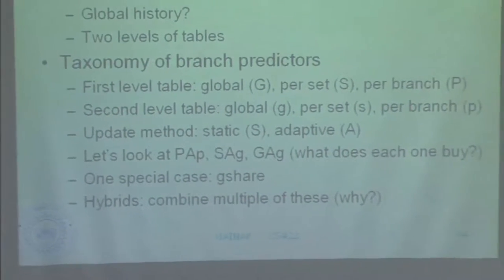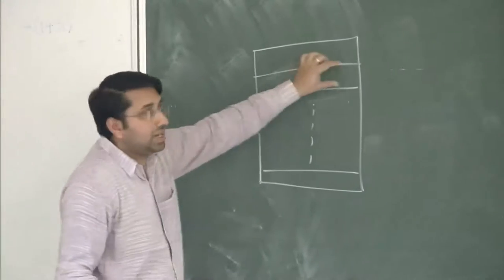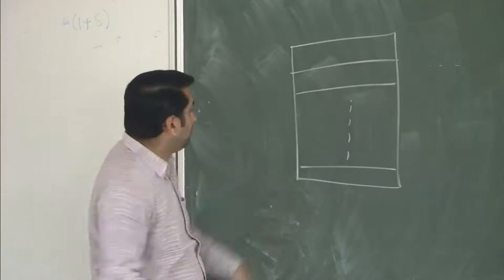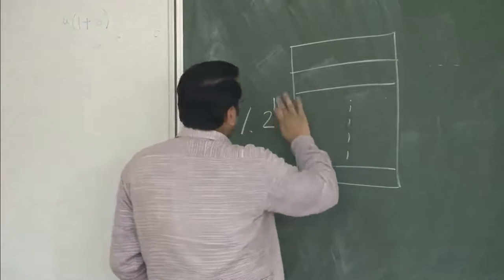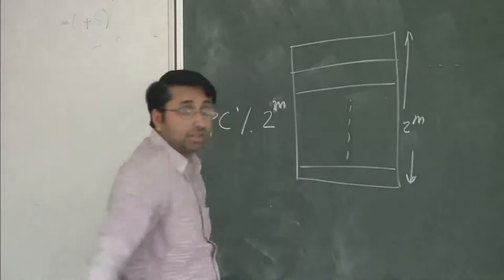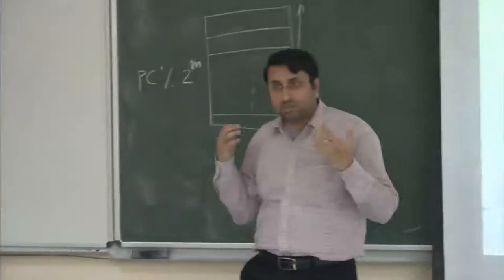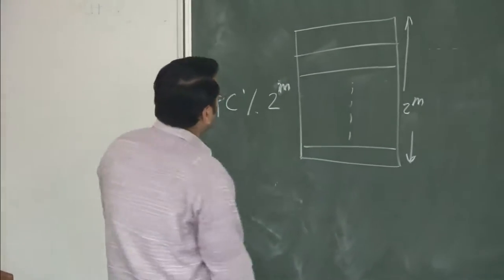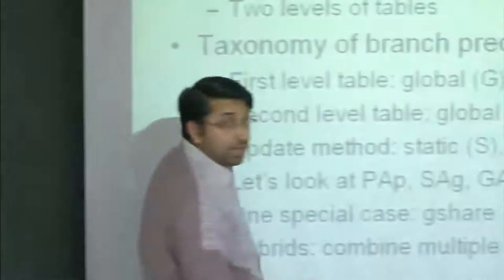Then you can have per set, where essentially you have a table and a set of branches get one entry in the table. That will happen when you take the PC and do a modulo operation on it. A set of branches will map to one entry. And then of course you can have per branch. If you know beforehand how many branches you're going to see in your program, you can size the table so that every branch gets exactly one entry. Is it clear, these three things?